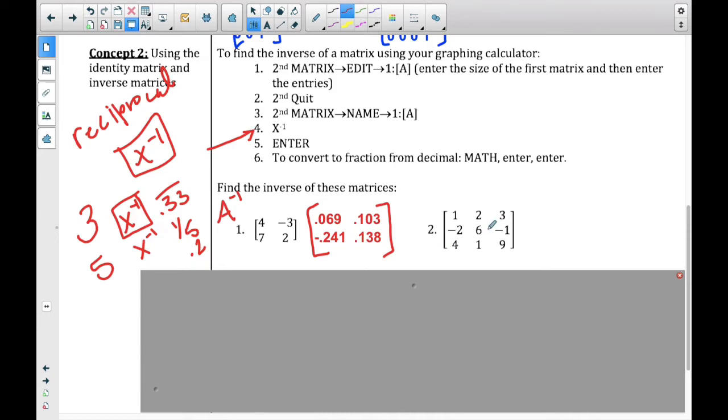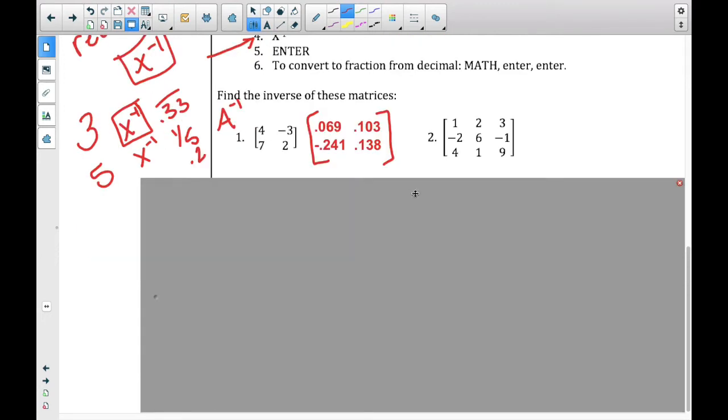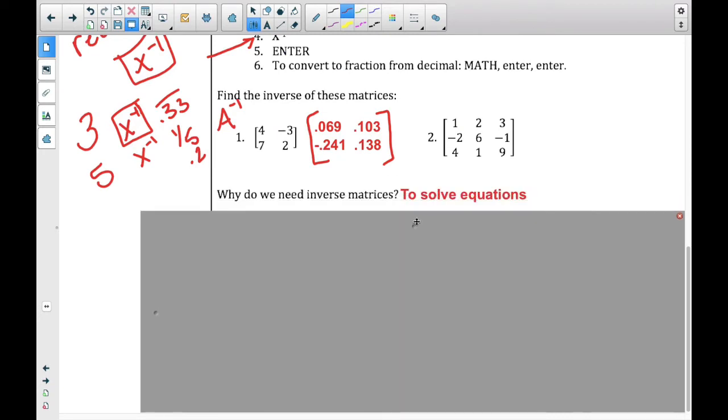This other one, we can do that at a later time. We can practice in class if we need to. Make sure you just understand how to get the inverse matrix. Okay, why is it useful?